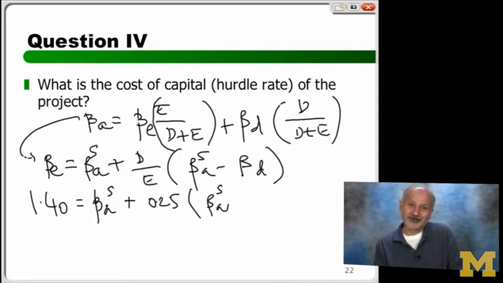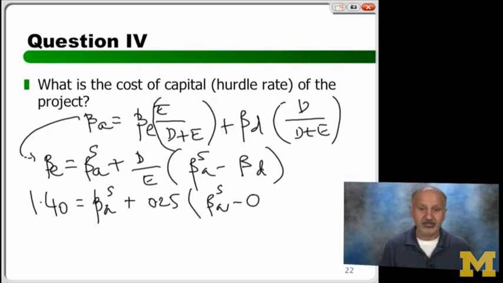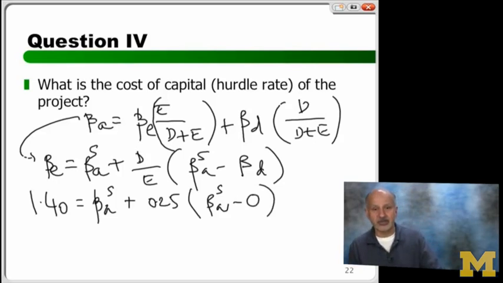Till now we are safe. We have how many unknowns? 1. How many equations? 1. Now life is a little bit complicated if beta debt is also positive. But I made the problem pretty simple. What did I say? The debt was largely riskless in this industry. So I can put 0.